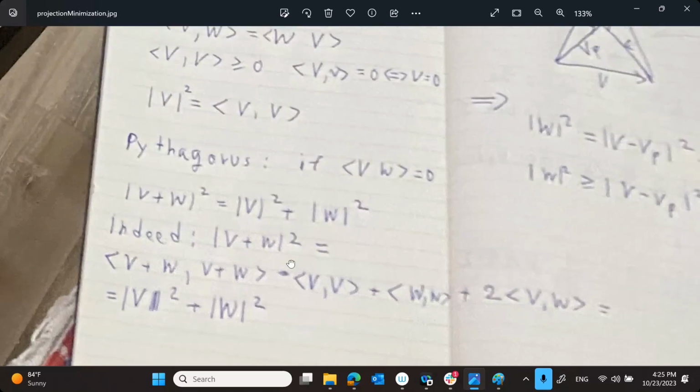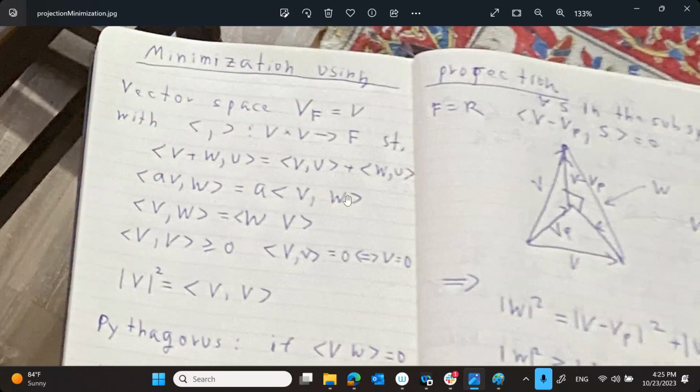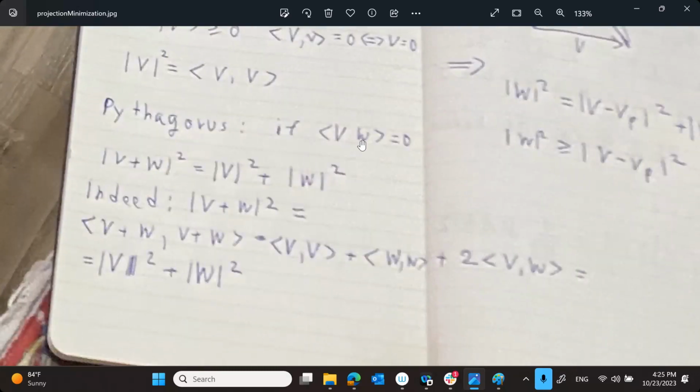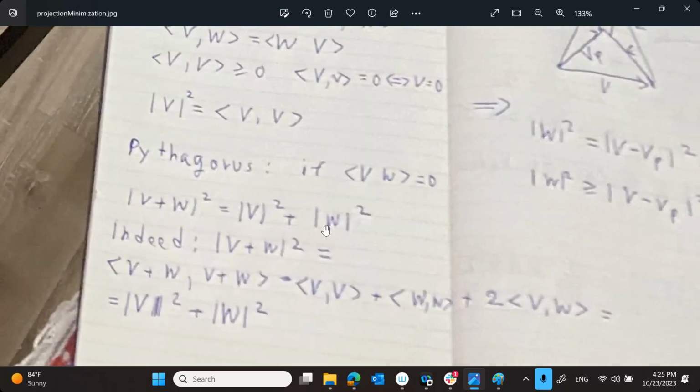If you're not certain why I got it, you use the first and the third property, and you get it. And then we assume that V and W have a 90 degree angle, so this is zero, and we get the square of the length of V plus the square of the length of W. So we have the Pythagoras theorem. Make sense? Are there any questions on this? I think it makes sense.